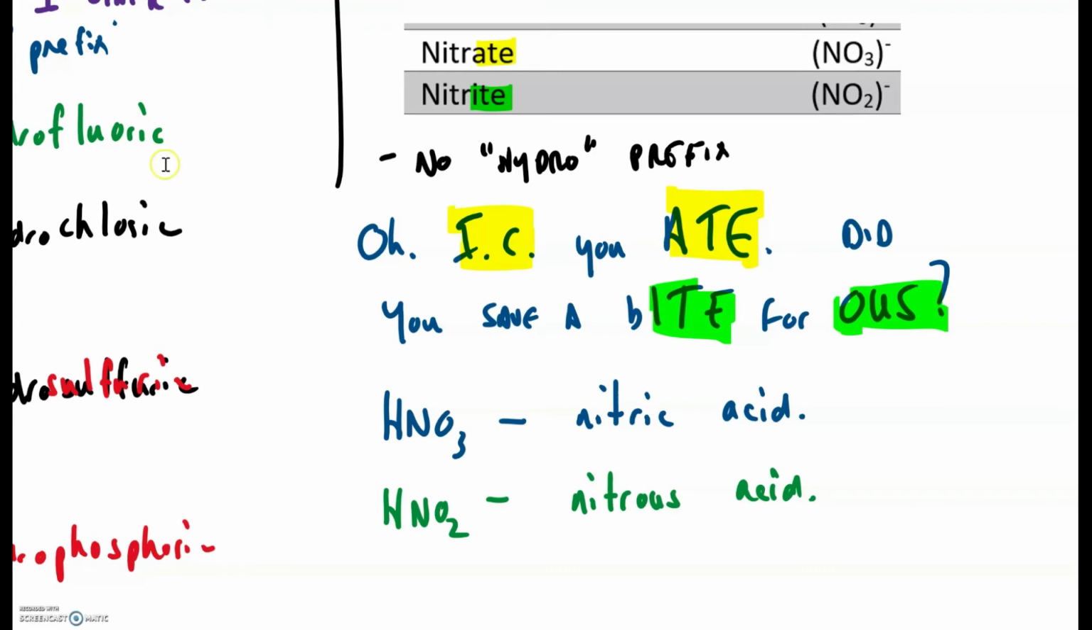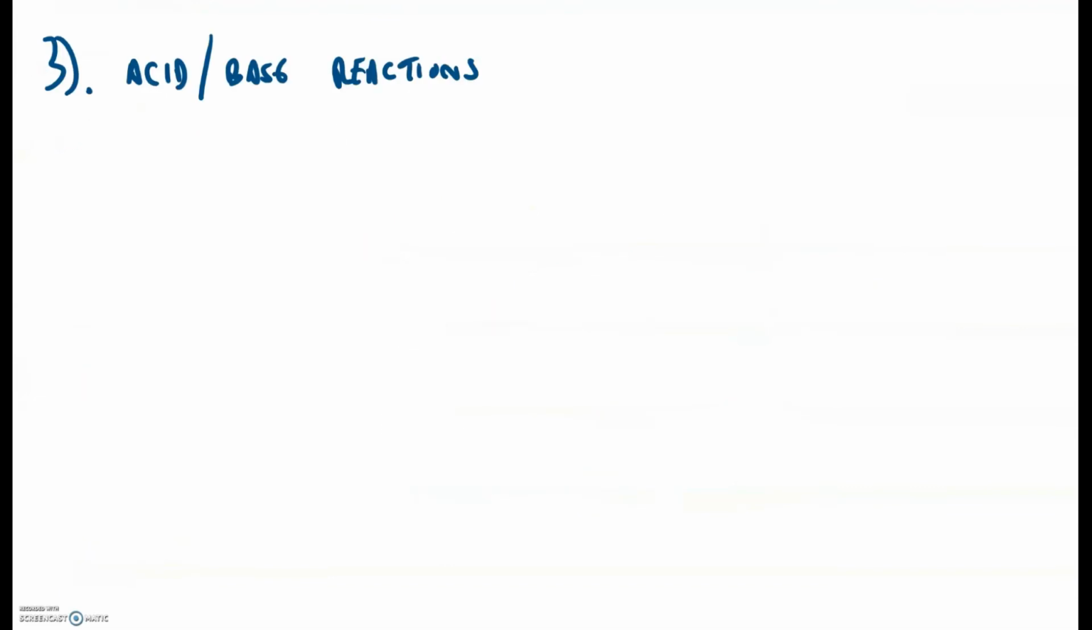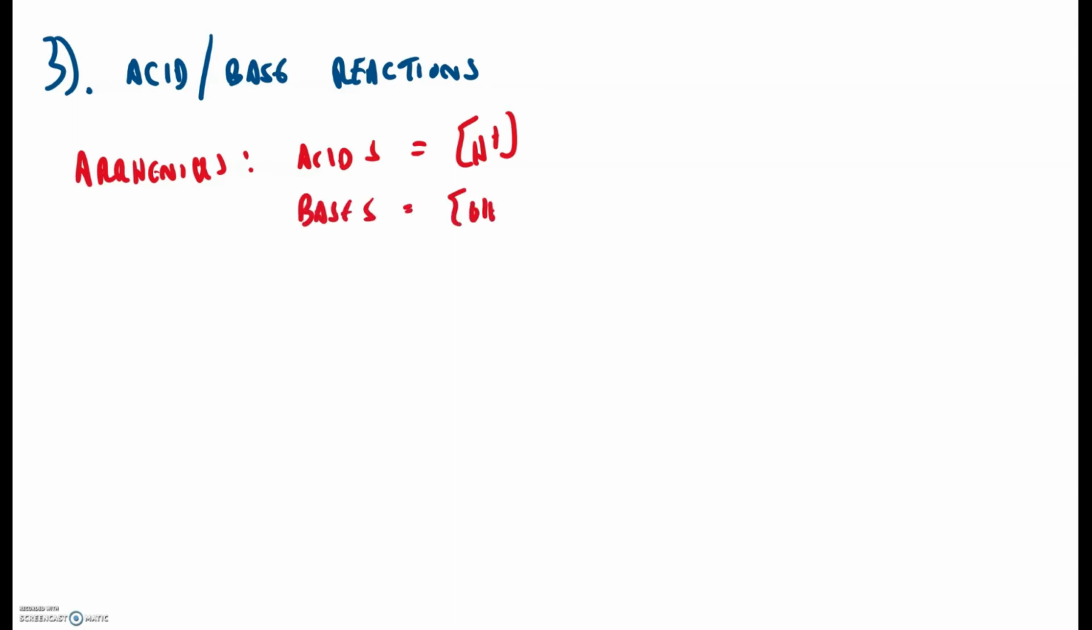All right, let's move on to what happens when these things interact. Let's take a look at what happens when we put acids and bases into the same reaction. We know according to the Arrhenius model, which we saw up at the top, that acids release H plus and bases release OH minus.